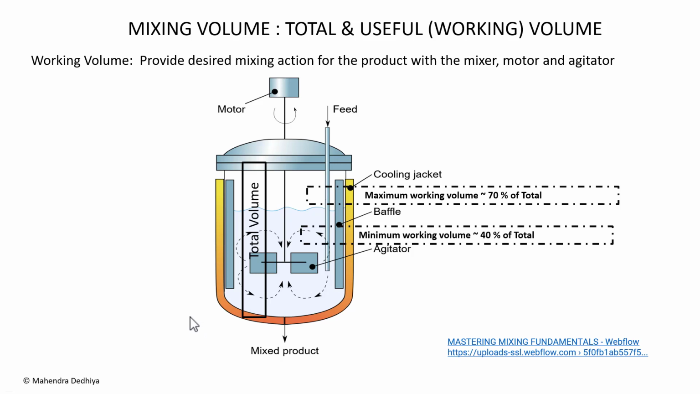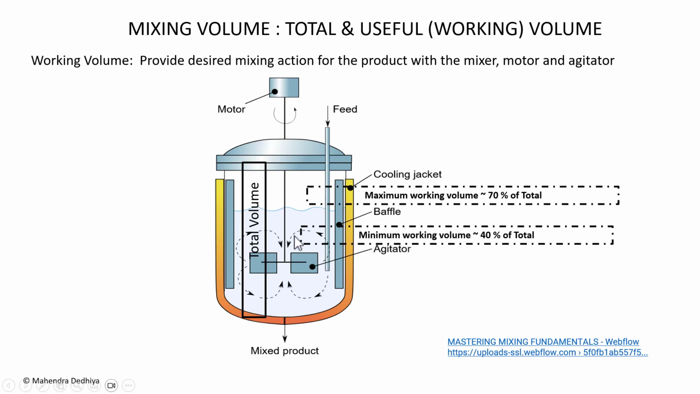Very important in manufacturing, though generally we do not look at it in a laboratory mode, is mixing volume, or total and useful working volume of the mixer. In this reference, Mastering Mixing Fundamentals, engineering models are provided. So for scientists, it's important to know that the total capacity of a mixer, generally presented in liters, that entire capacity is not available for efficient mixing. Efficient mixing will depend on the product, viscosity, and other factors.